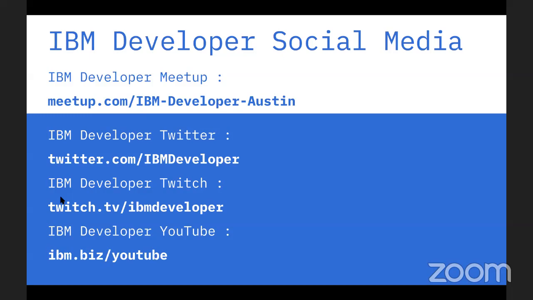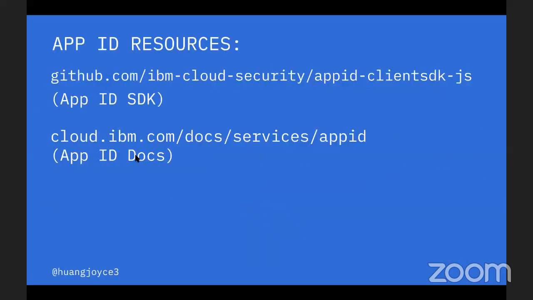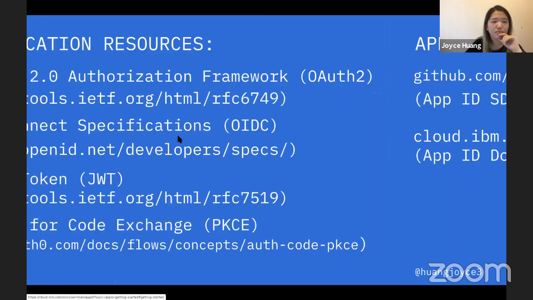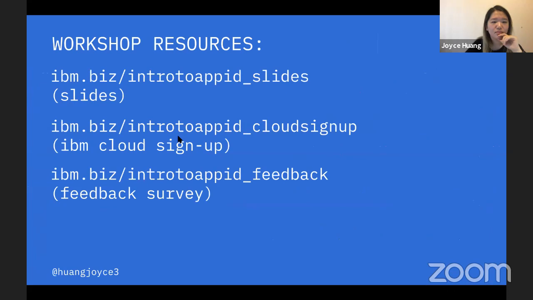Joyce, if you go back to the workshop resources, we'll leave those up. Back two more. There we go. Everything you need, you can get from the IBM link, the intro to App ID slides. Those will give you access to the slides with all of the links and all the resources on them. Again, we will leave those up for you for a few minutes.